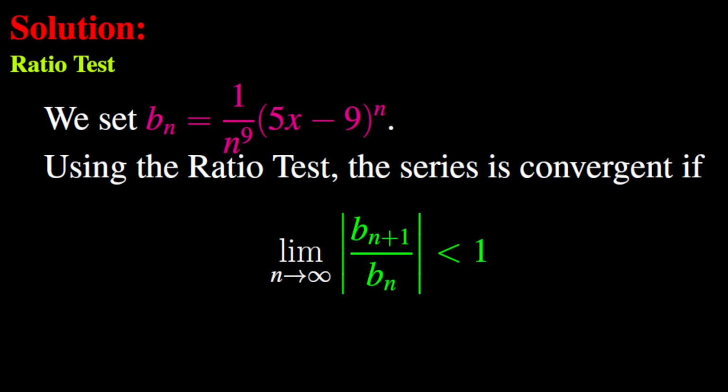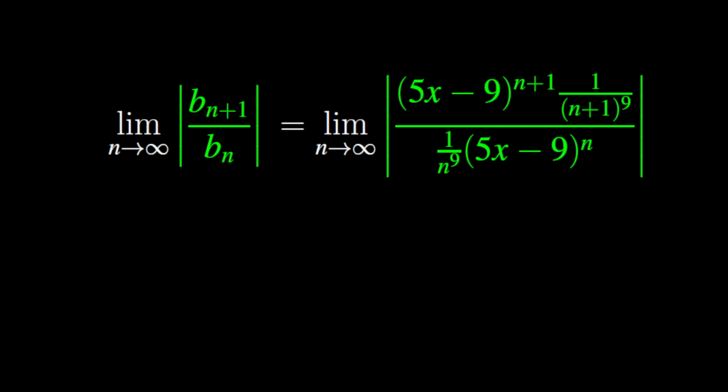In order to determine the interval of convergence of the series, we will use the ratio test. The series converges if the limit of the absolute value of the ratio of the n plus 1 term to the nth term is less than 1. Now, we have to compute the limit of ratios. It comes that the limit as n goes to infinity of Bn plus 1 over Bn is equal to the limit as n goes to infinity of (5x minus 9) to the power n plus 1 times the fraction 1 over (n plus 1) to the power 9 over 1 over n to the power 9 times (5x minus 9) to the power n.